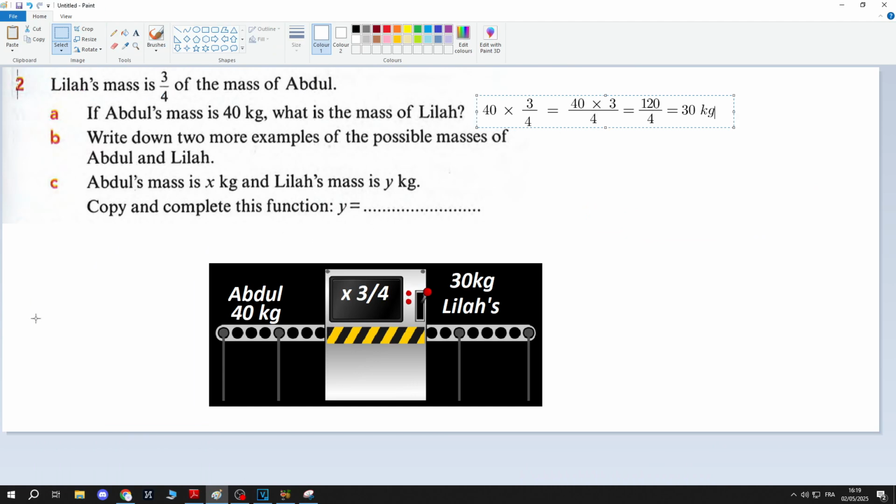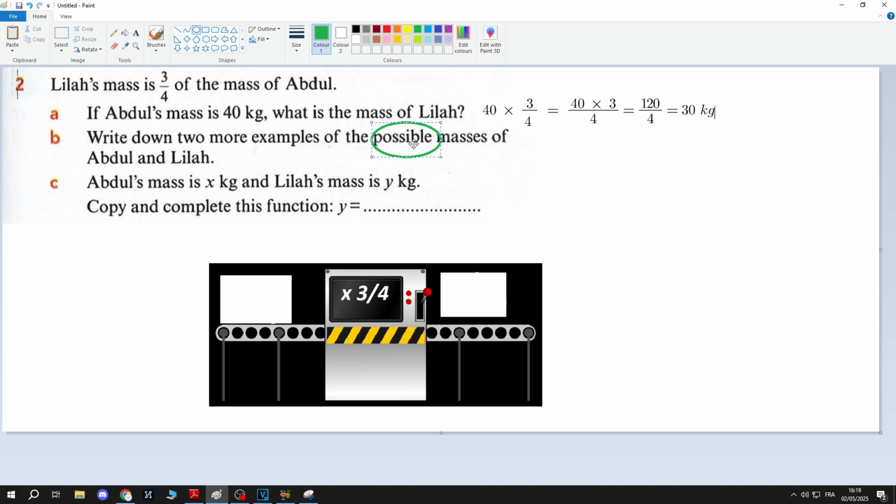Now, B says, write down 2 more examples of the possible masses of Abdul and Layla. And a lot of you get confused by this. But it's quite simple. When they say the possible masses, they are giving you the absolute freedom to choose whatever values you want for Abdul. And from the value of Abdul's mass, you will find the mass of Layla. So let's pick 2 values, and they could be crazy values, by the way, because it's still mathematically correct.